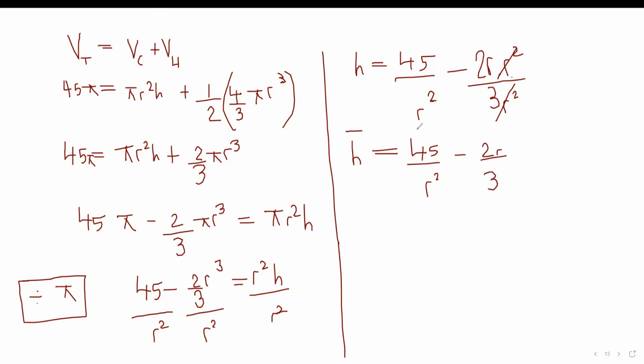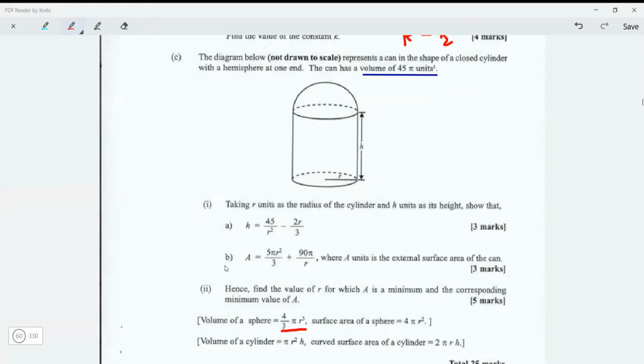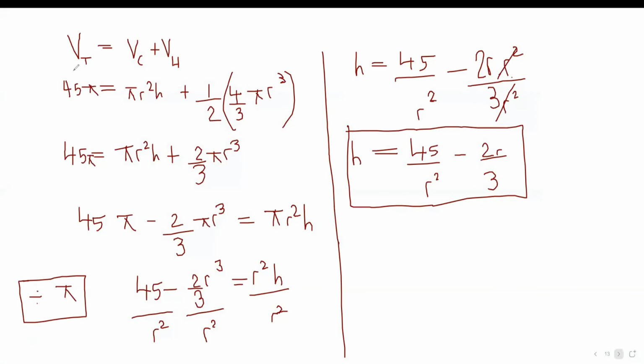Now I can end up getting my h. Nice. That's my h. So that's my h, can tick it off. That's part A. Part B now, I need to work out my external surface area of the can. External surface area, I'm going to call it area A. The area of the can, area total, meaning the total area.